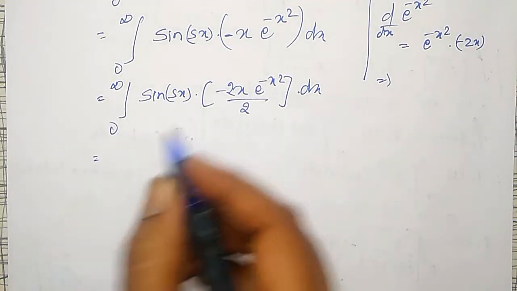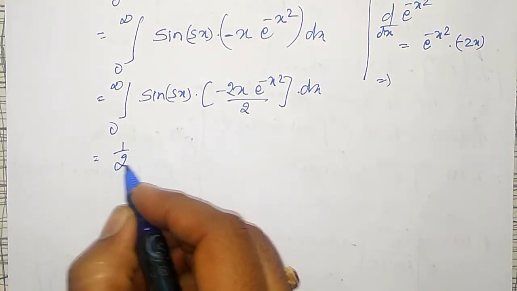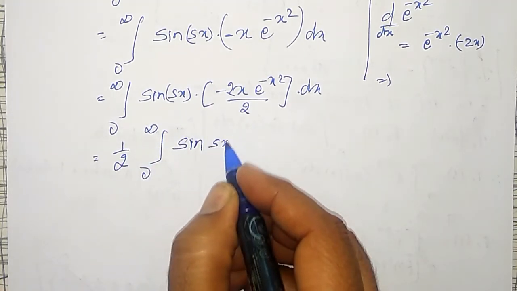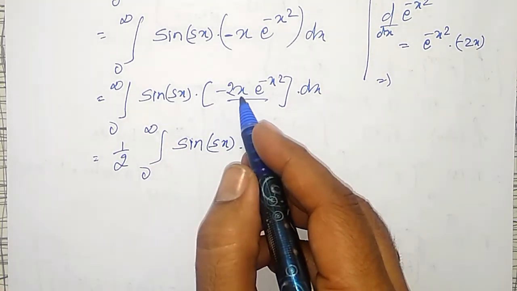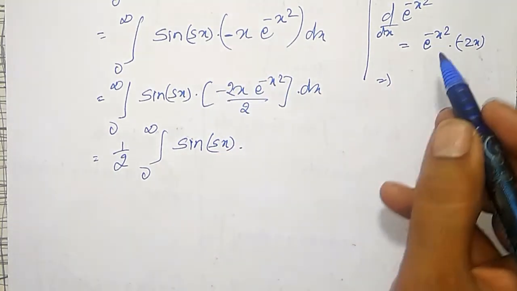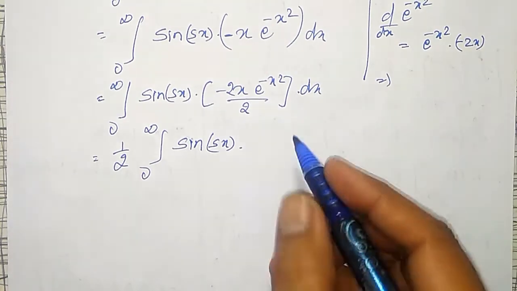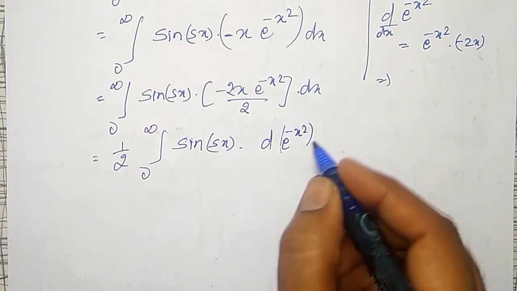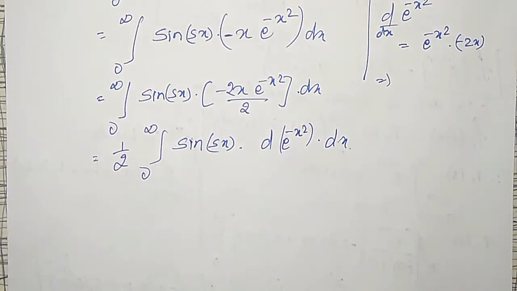And then, this 1 by 2 I will take outside, integration from 0 to infinity sin sx into minus 2x e raised to minus x square. I can write it as the derivative of e raised to minus x square into dx.